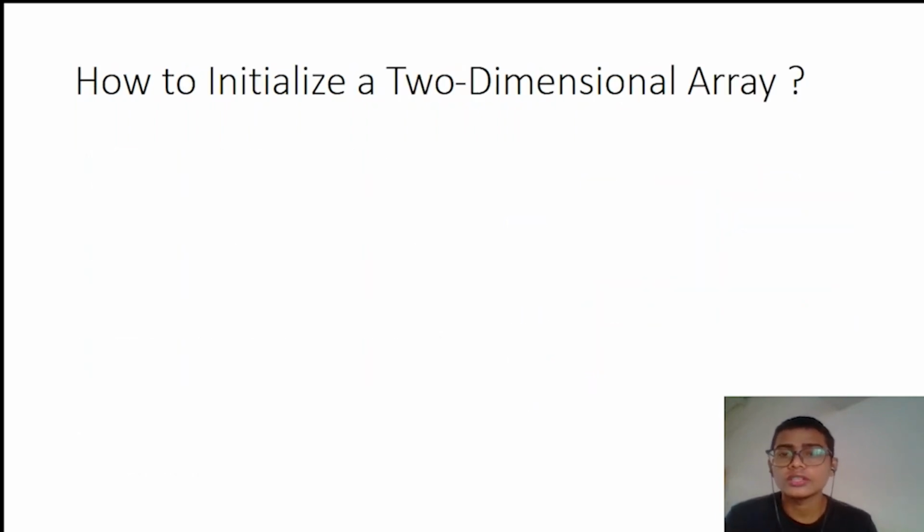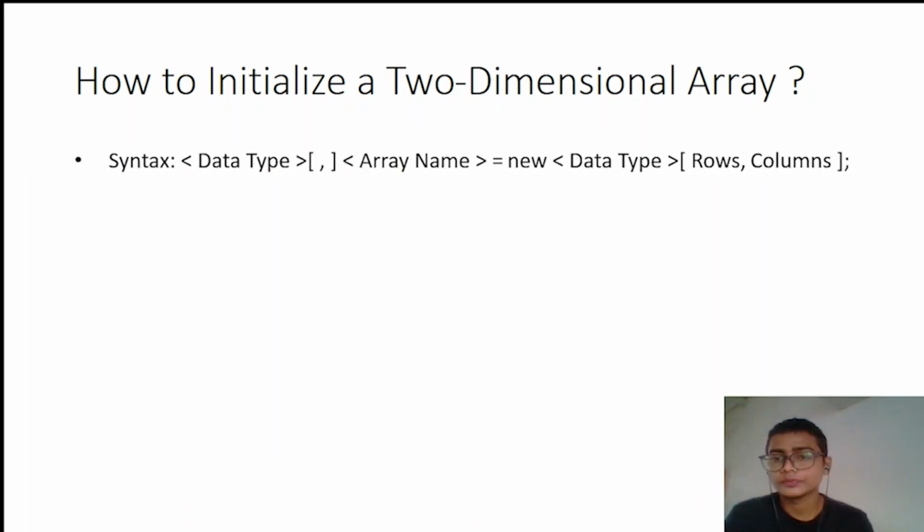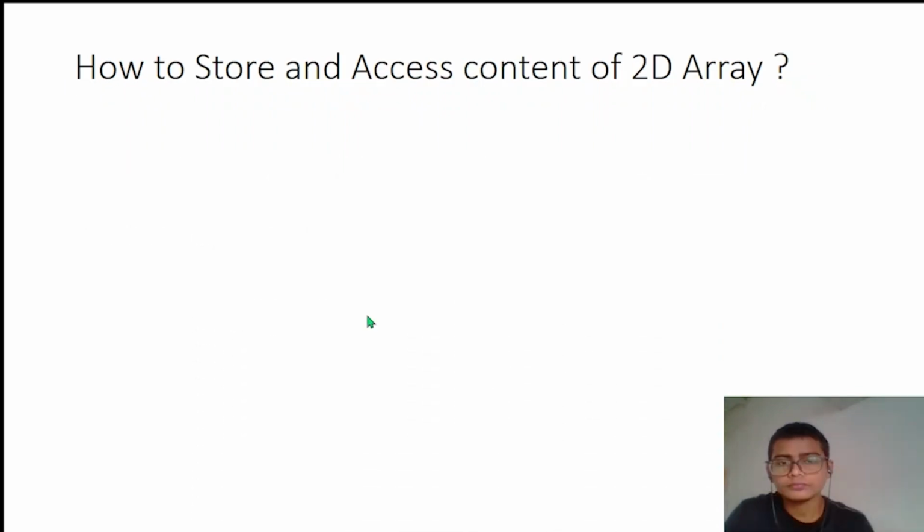Next, how to initialize a two-dimensional array. As arrays are a reference type, the new keyword is used to make a new array instance. In the syntax, we give the data type and array name. In the next line, we are initializing the 2D array with values. This is how we can create a 2D array.